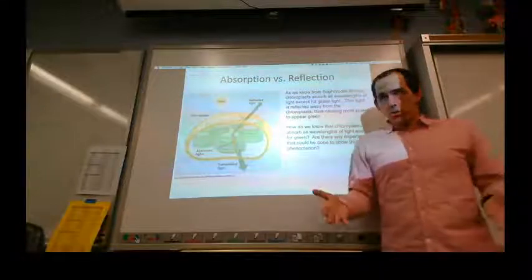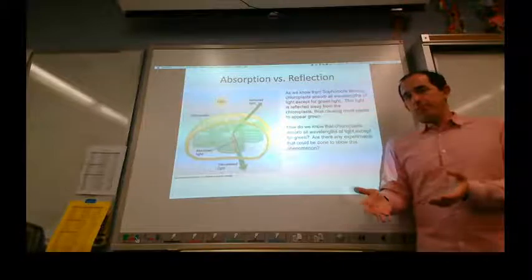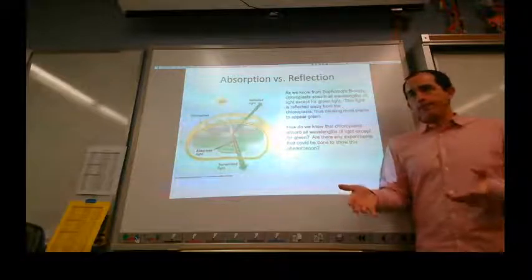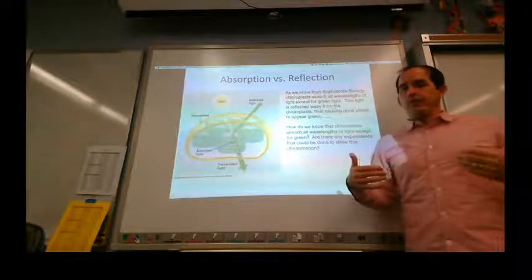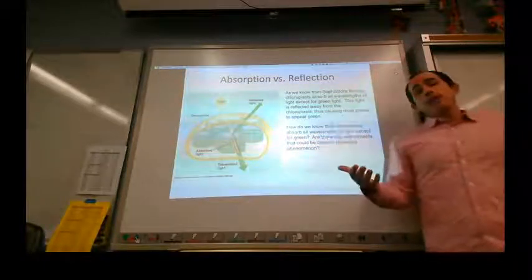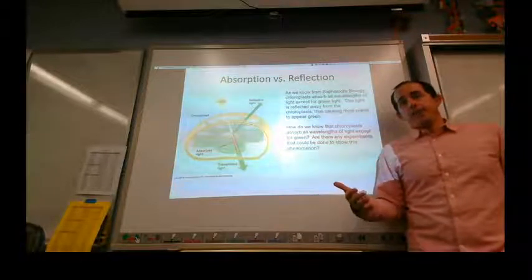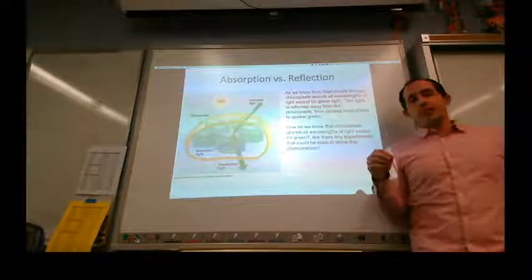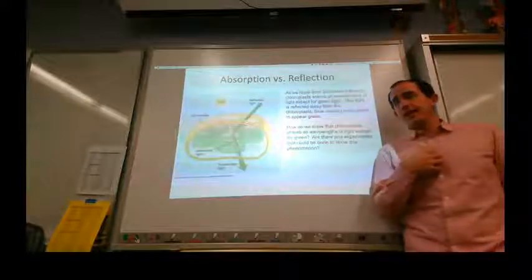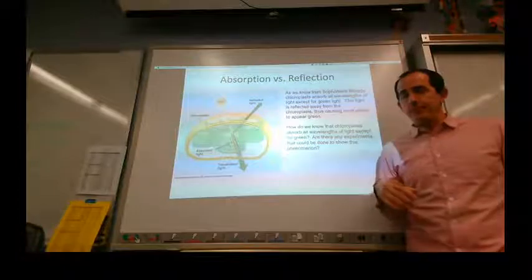Okay? Most photosynthetic organisms, most photosynthetic plants on our planet absorb all of the wavelengths of light except for green. How do we know that other than just looking at them? There is actually a really cool experiment that I did in college when I took a plant ecology class to kind of back up this idea.